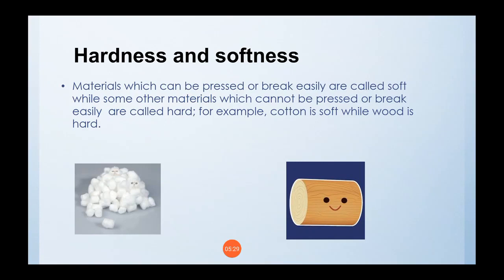A wooden pencil you may be able to break with your hands, but are you able to break the stem of a tree? It is practically difficult. So here we can analyze hardness and softness. If objects can be easily broken or pressed, that is called softness. If we can't break it, press it or squash it, or even push it, then those come under the category called hardness.